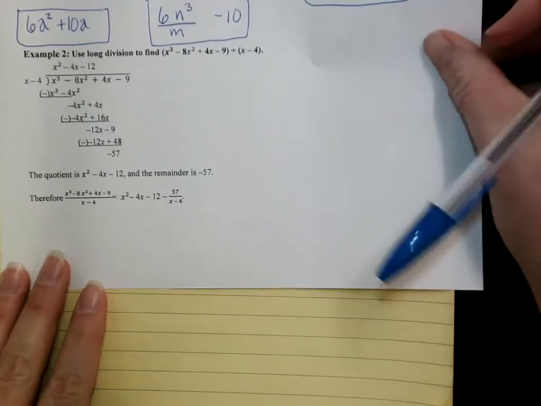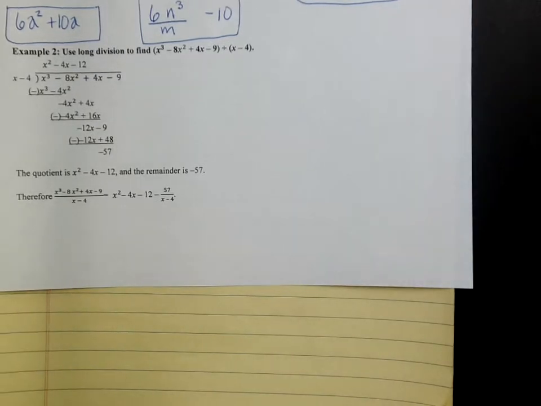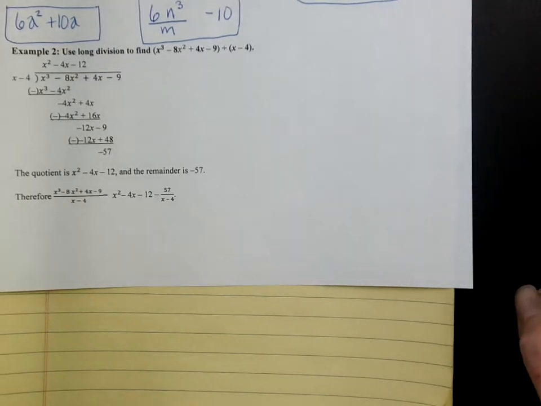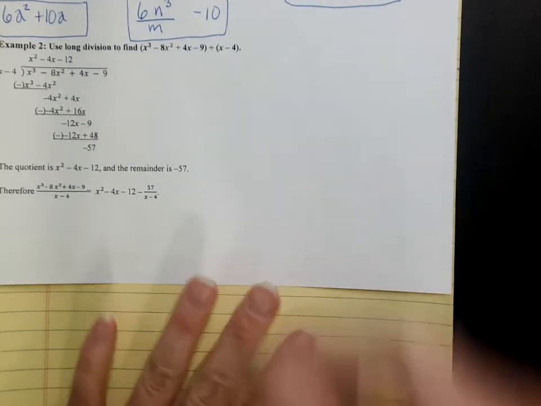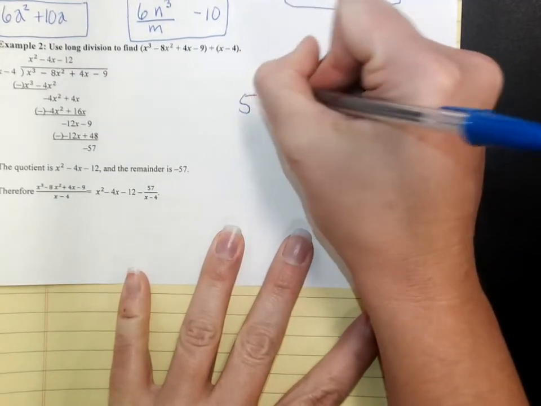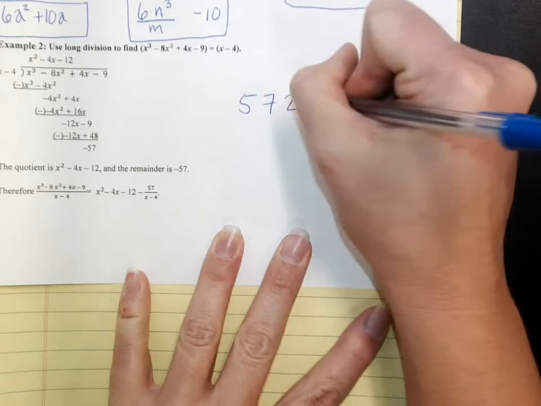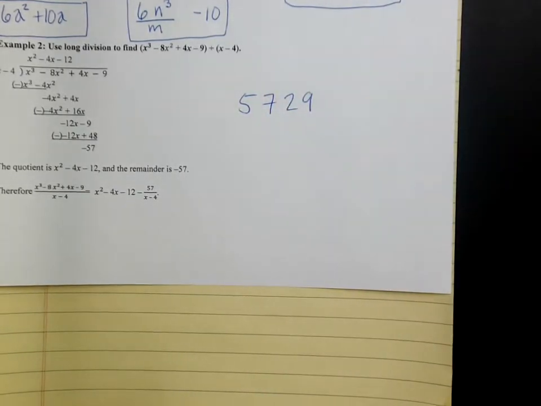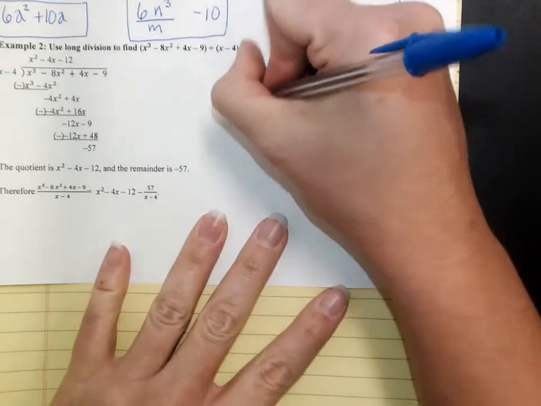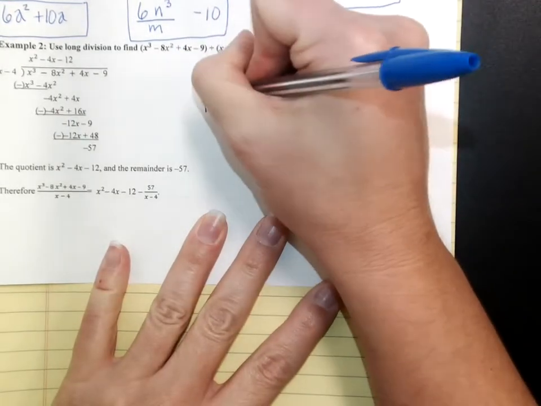So don't freak out. Before we do long division of polynomials, I would just like to remind you of long division in general. So I'm going to make up a completely random number, 5,729. Completely made up off the top of my head. Divided by, just for fun, let's say 11.